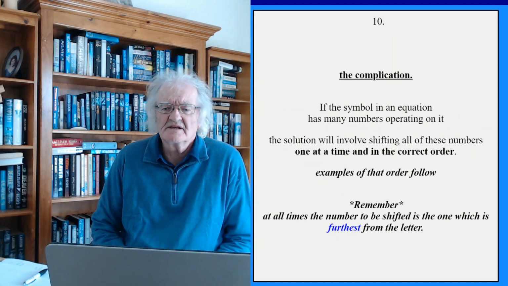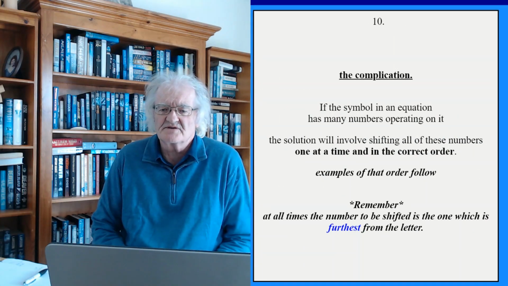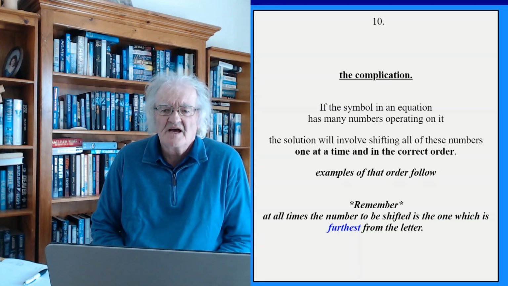If the symbol in an equation has many numbers operating on it, the solution will involve shifting all of these numbers, one at a time, and in the correct order. Examples of that order follow. Remember, at all times, the number to be shifted is the one which is furthest from the letter or symbol.